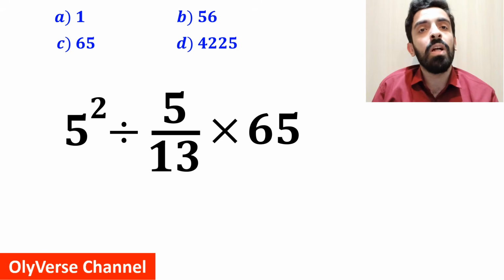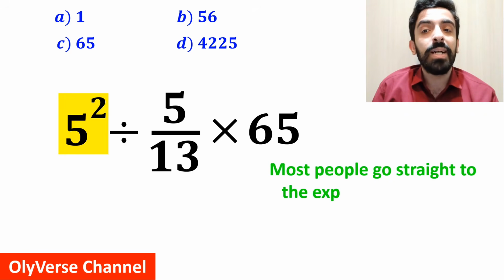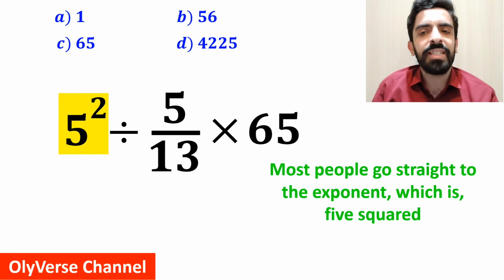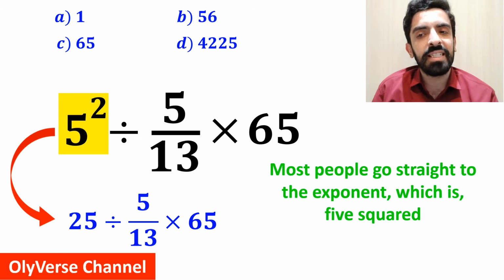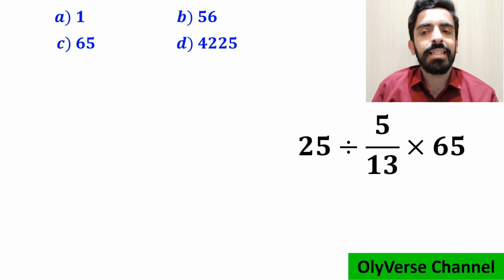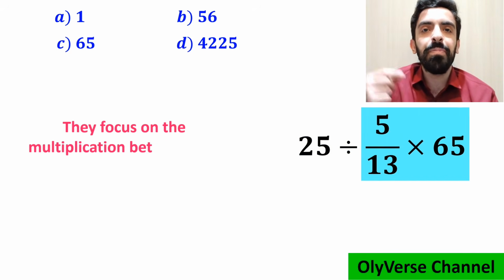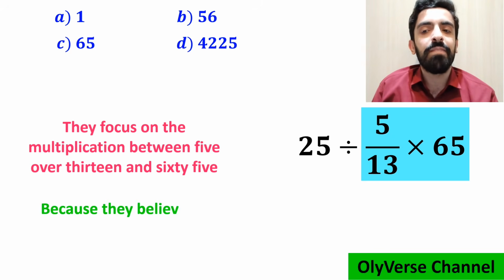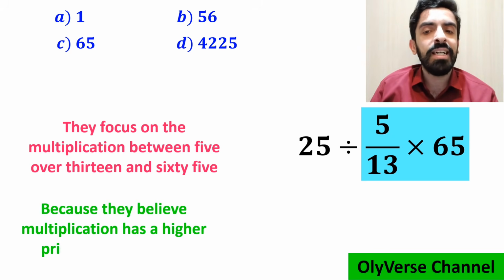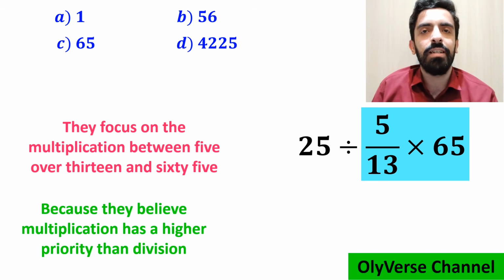And the first step to solve this question, many people go straight to the exponent, which is 5 squared, and write this expression as 25 divided by 5 over 13 multiplied by 65. And the next step, they focus on the multiplication between 5 over 13 and 65, because they believe multiplication has a higher priority than division.